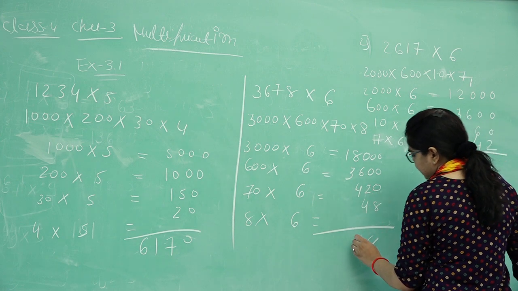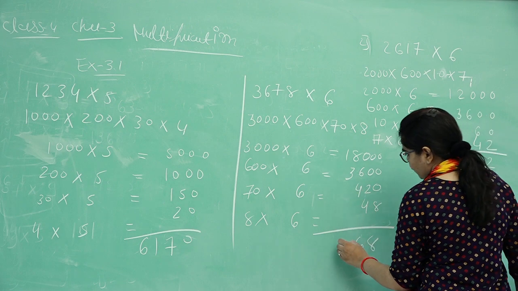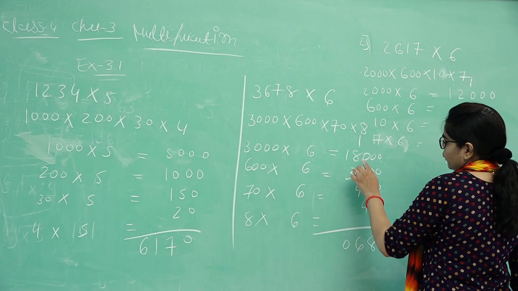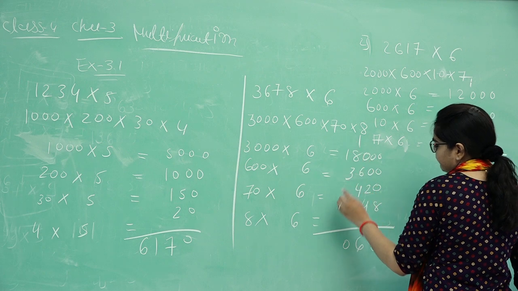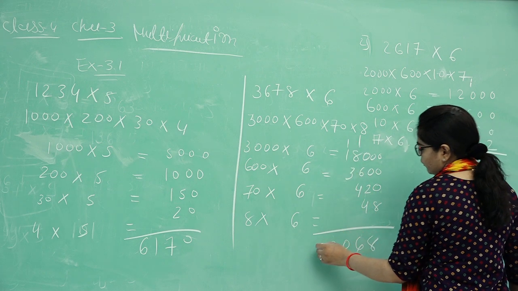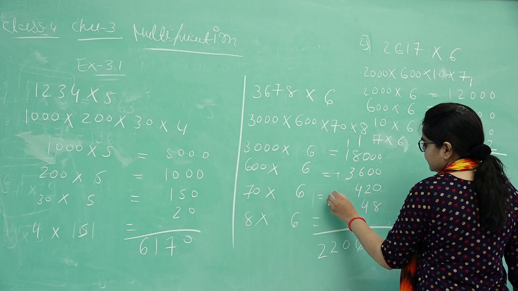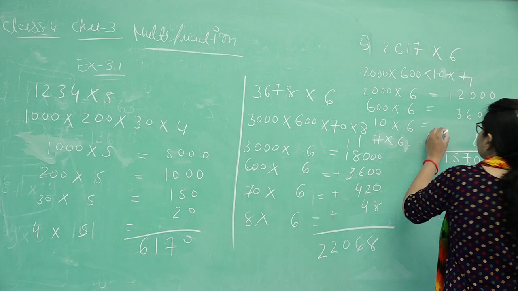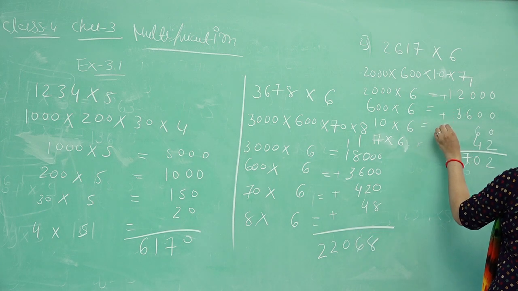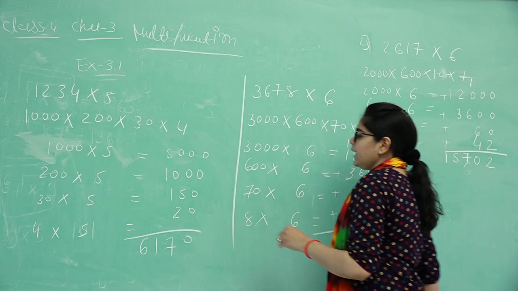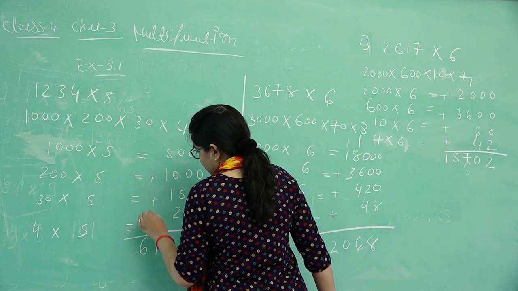4, 5 and 6. Then 6 plus 4 is 10, 0 here, 1 carry over. 8 plus 1 is 9, 10, 11 and 12, 2 here, 1 carry over. 1 plus 1 is 2. My dear students, here a plus symbol is there. What you have to do? All the multiplications and then after, addition.